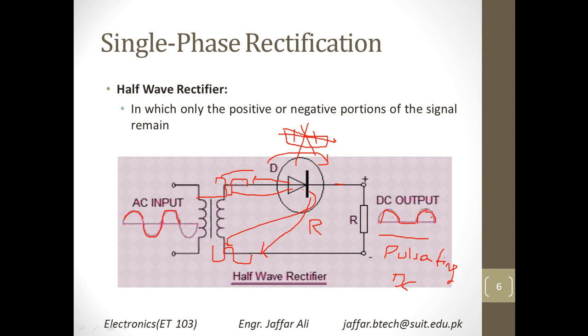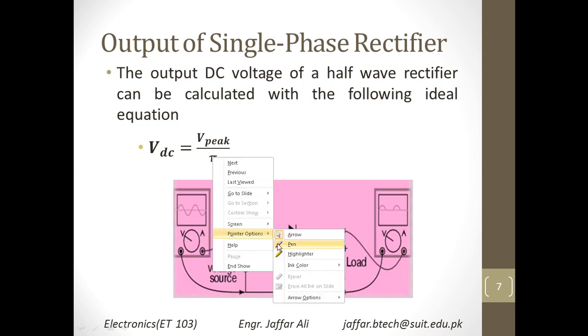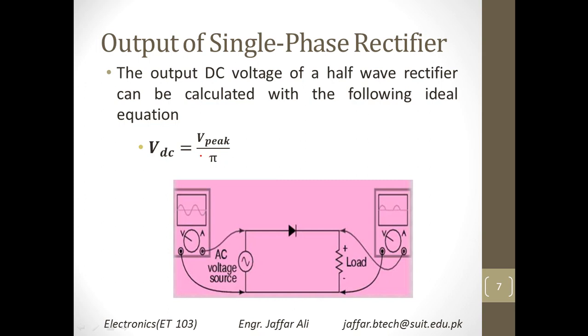You can see that with this rectifier, only half of the wave is rectified. The output of a half wave rectifier can be calculated by this formula. If you apply an input voltage and want to calculate the output DC voltage, the output will be equal to the peak voltage divided by pi, that is 3.14. You can easily find the value of output voltage from this formula.